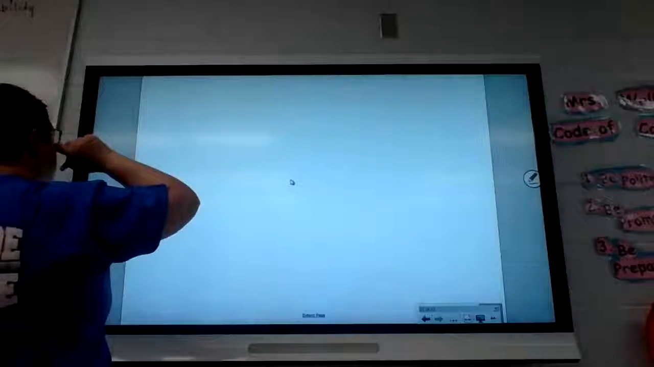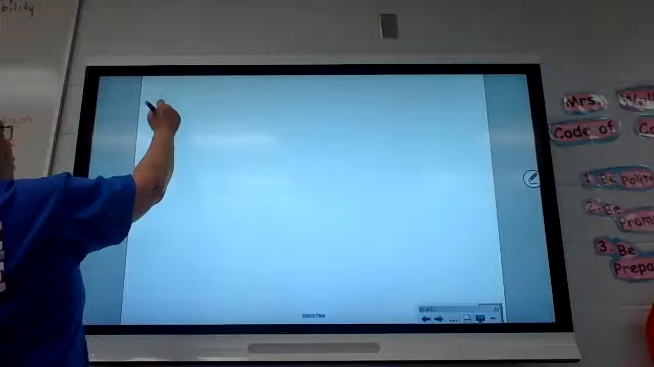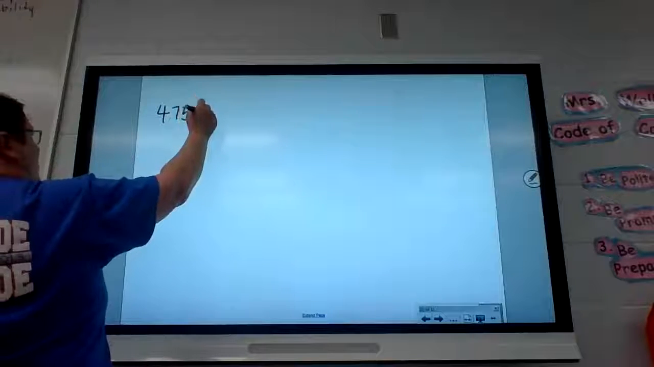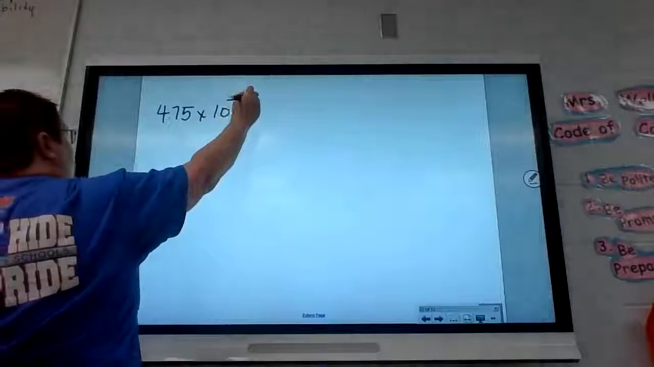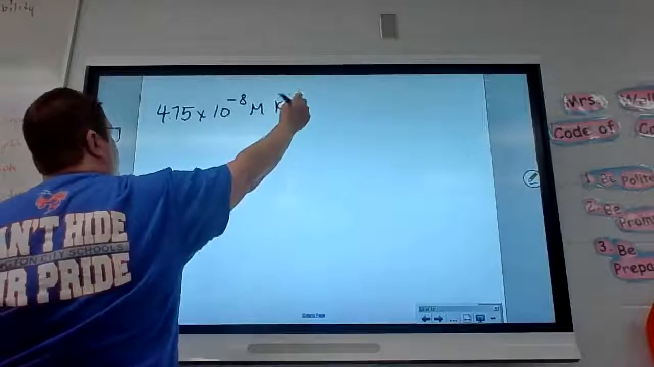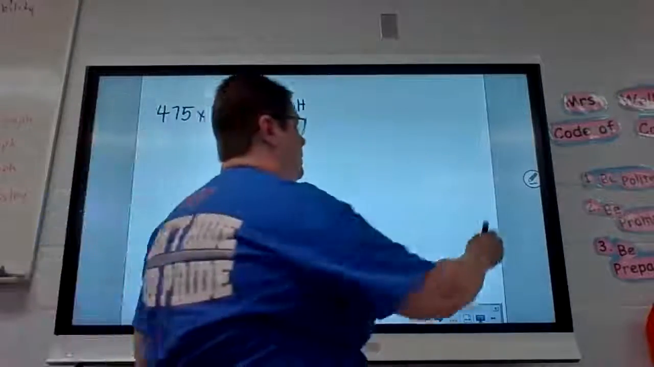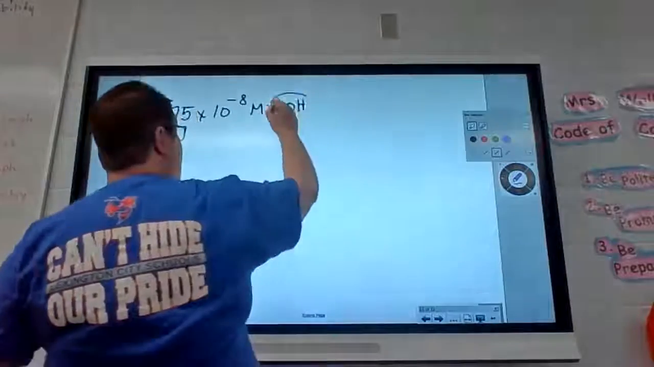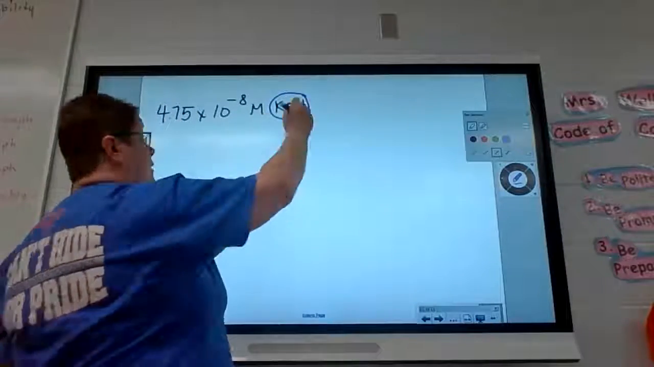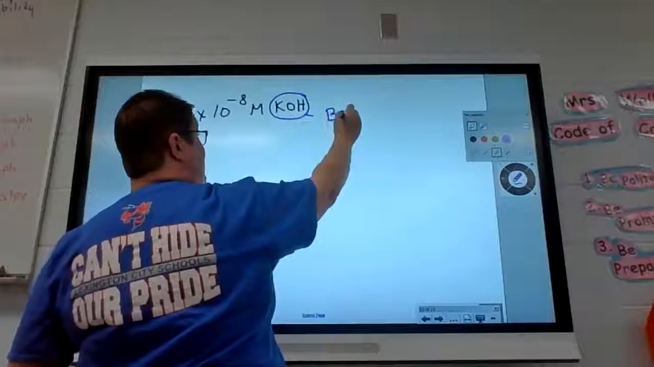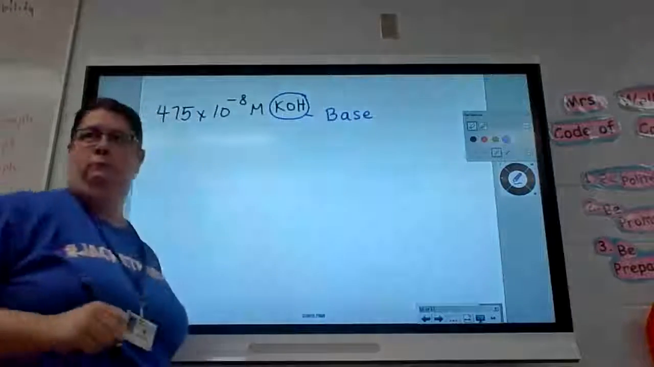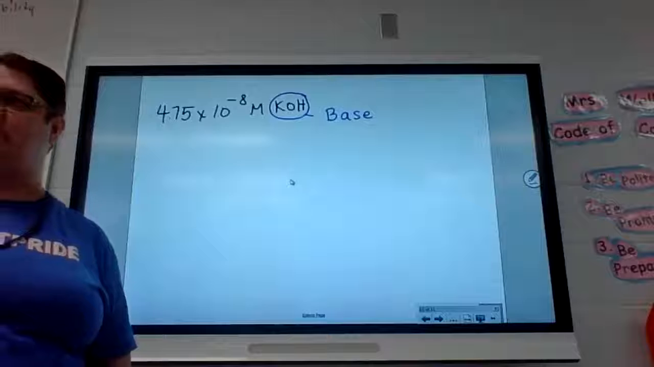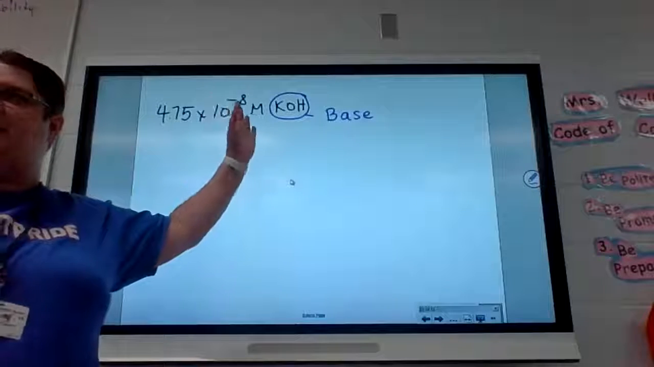So let's say that we had 4.75 times 10 to the negative 8 molar KOH. That's a lot of numbers. Alright, what do we know? We have OH. You have to recognize that that's a base. You see the difference, Rosanna? Okay, so that's a base this time.